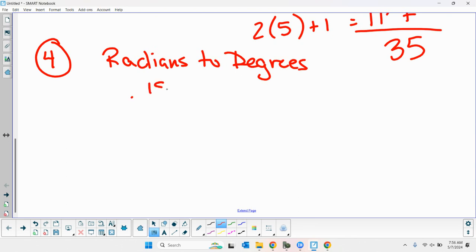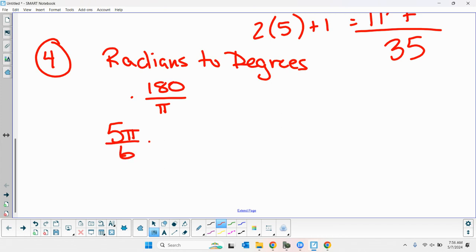Multiply by 180 over pi. Okay? And then for number 5, we multiply by pi over 180, right? The other way, when we go the other way. All right? So number 4, we had 5 pi over 6.